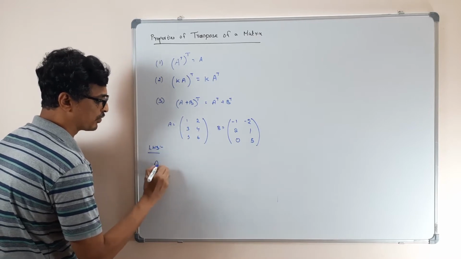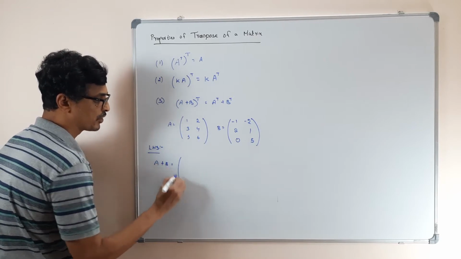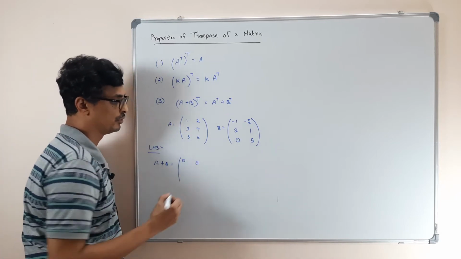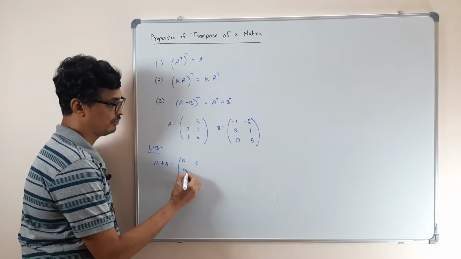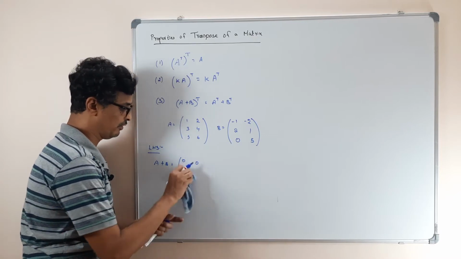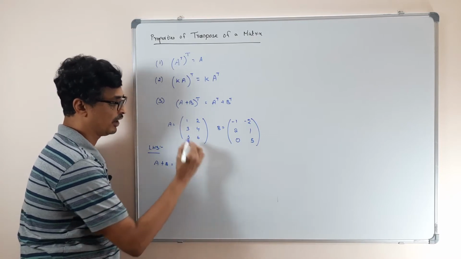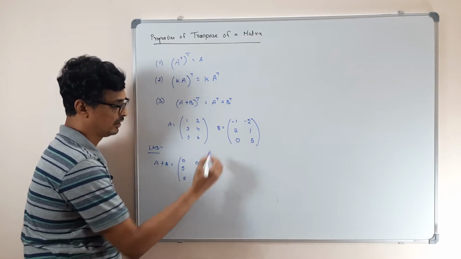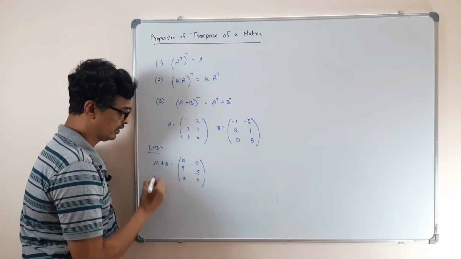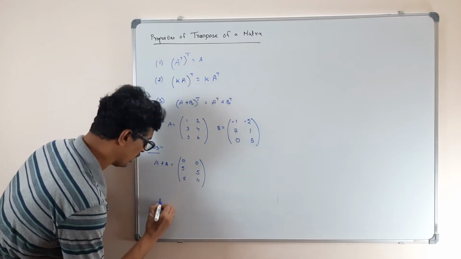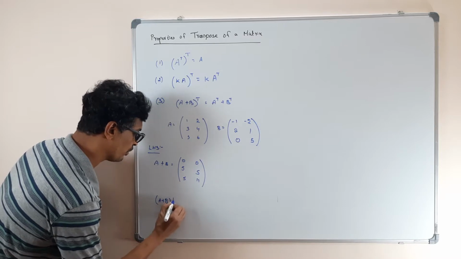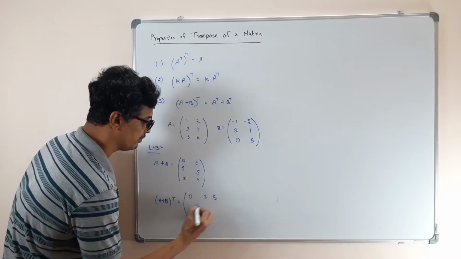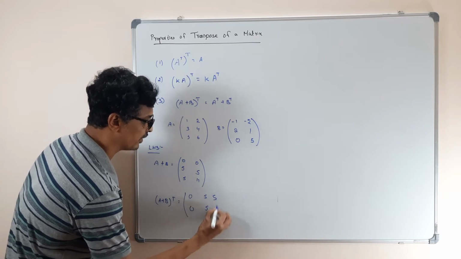What is LHS? A plus B, correct? Tell me what is A plus B? 0, 5, 5, 0, 5 and 11. Correct? And transpose of A plus B will be what? Just 0, 5, 5, 0, 5 and 11.